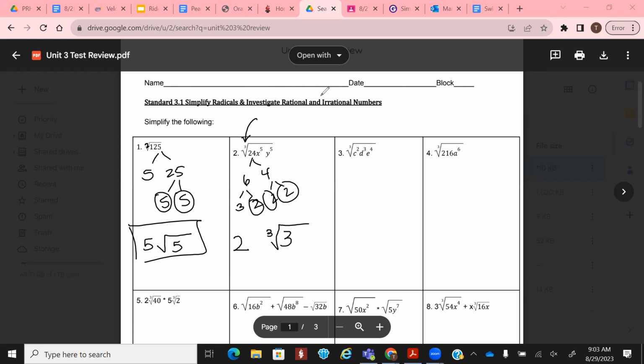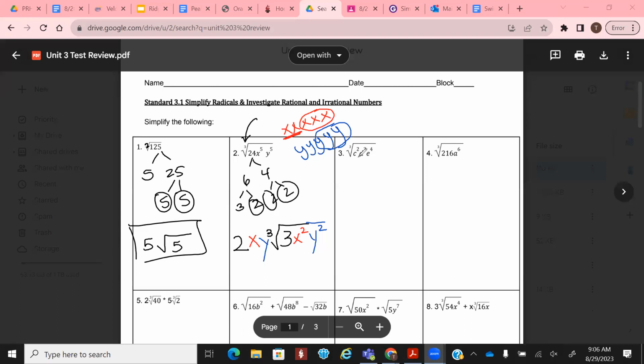Now, looking at the variables, we have 5 x's. And we're trying to make a group of 3. So how many groups are we going to have? 1 group with how many left over? Okay. Same thing with our y's. We've got 5 y's. We want to make a group of 3. How many groups are we going to have? 1 with how many left over? Ta-da.